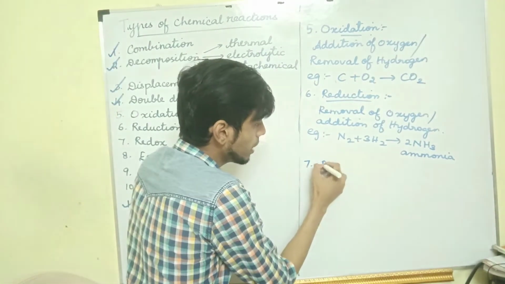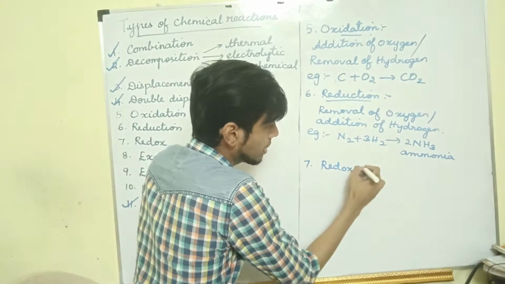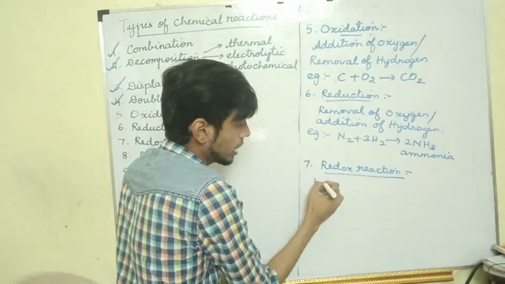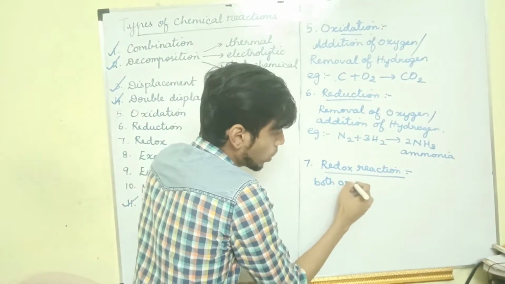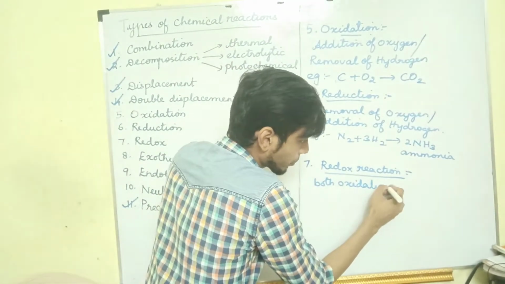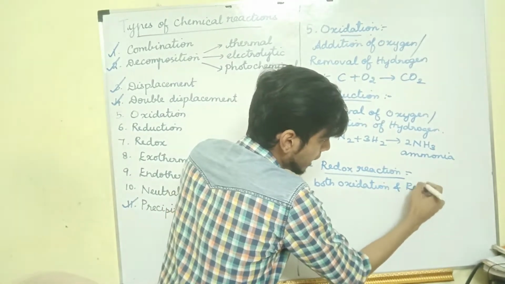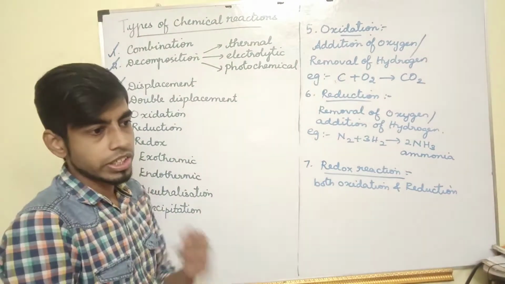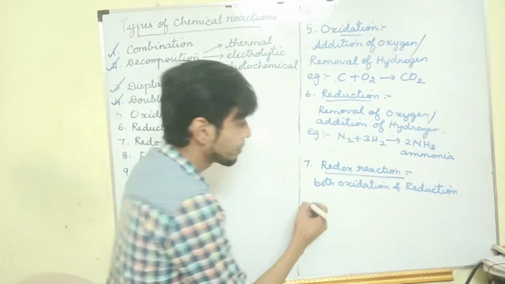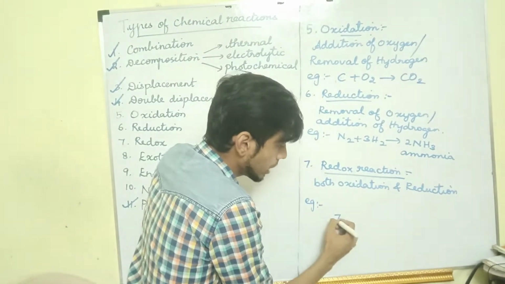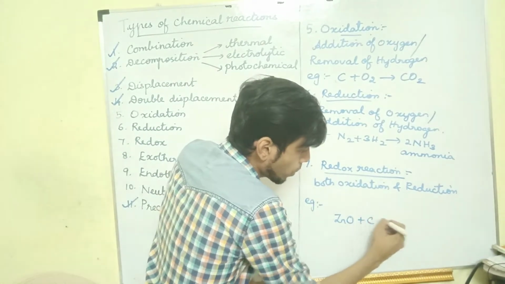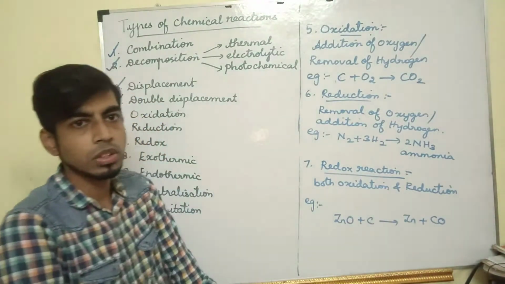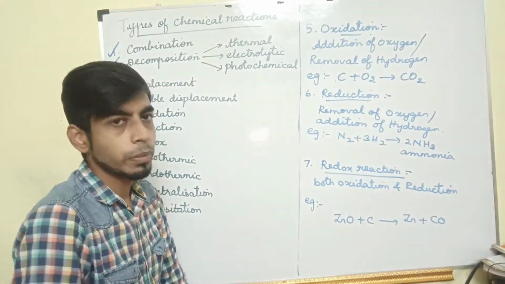Okay, now the seventh one is very important. It is called redox reaction. In a redox reaction both oxidation and reduction take place. Both oxidation and reduction will take place. So for example, ZnO plus C gives Zn plus CO. This is an example equation.